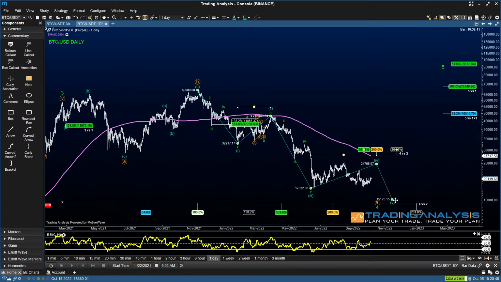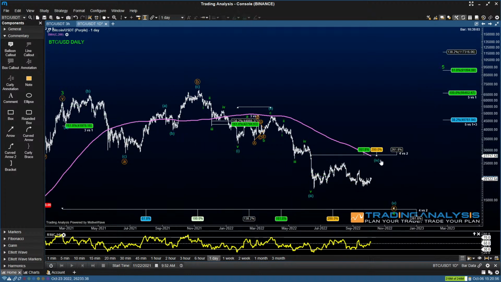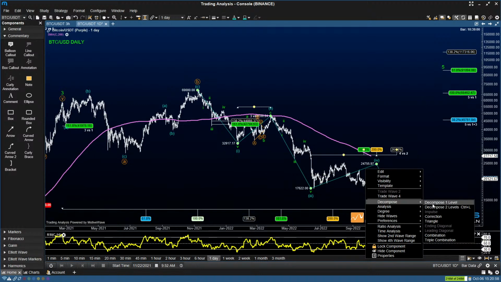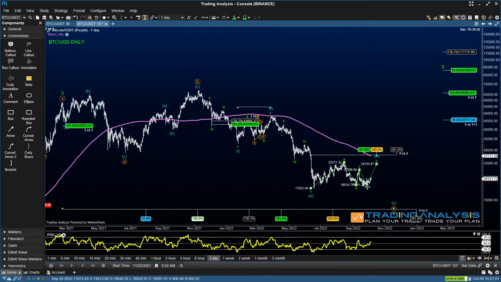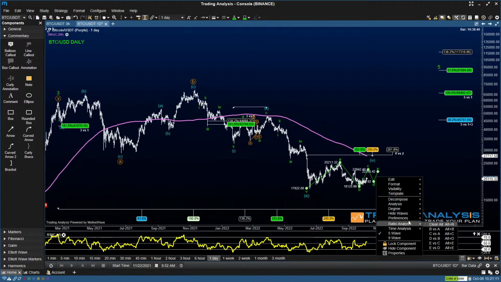So I think here we might face some type of a triangulation. Most likely it can morph into a flat, which can have a little bit more upside price action. But I think this is some type of a triangle consolidation, which might complete relatively soon. Triangles are relatively tricky patterns and usually are very difficult for trading.